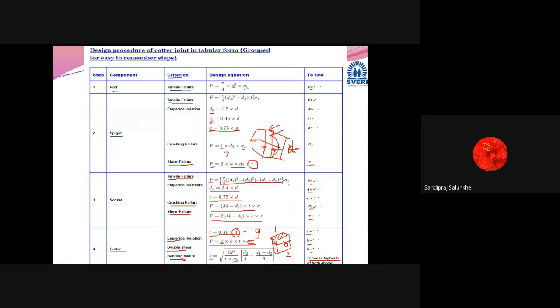I am going to provide all these slides to you. My request is that once you have understood, just go through this table. That's all. You will be able to solve any question on this quarter joint, of any type. Okay, do you have any question? Yes, do you have any doubt?